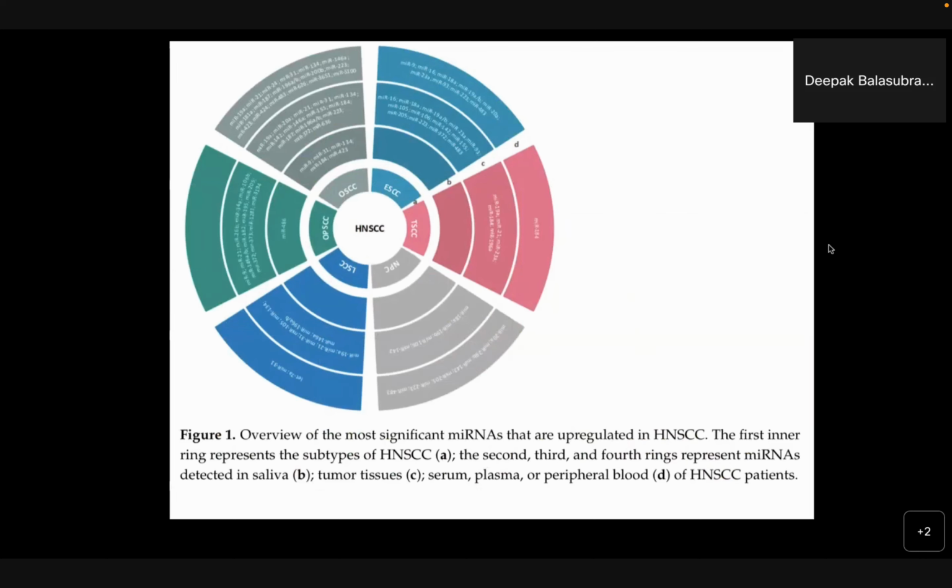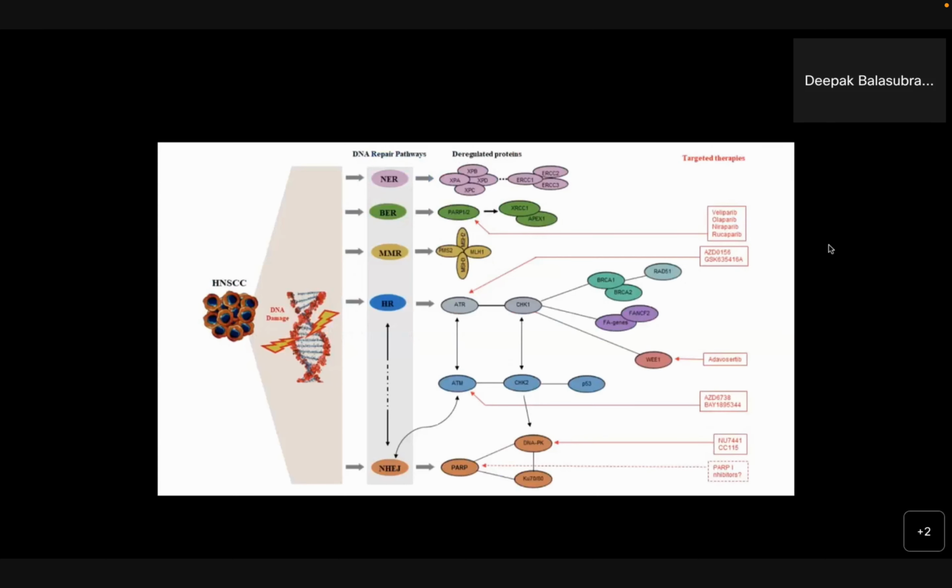Now, these are the different types of microRNAs that have been found in head and neck squamous cell carcinoma. As I mentioned, they can be detected in saliva, tumor tissues, serum, plasma, or peripheral blood. Each of these rings demonstrates where they have been isolated from. So this is a new area where people have started looking at the promotion or suppression of the oncogene by the microRNA.